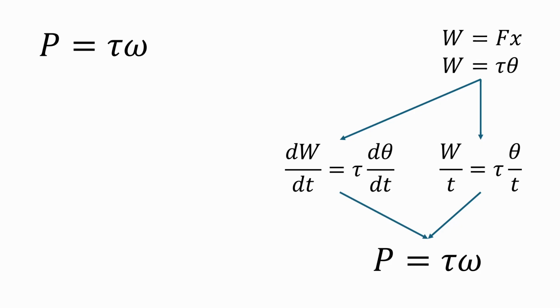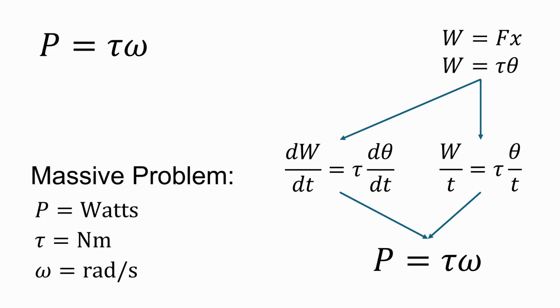But that's a topic for calculus, and if you want to know more about that, you can read up on derivatives a little bit. But yeah, this is the equation we're going to be using for the rest of the video. But we have a massive problem, and the problem is, in this equation, power is in watts, torque is in Newton meters, and angular velocity is in radians per second, which are not units that we use when we're talking about dynos.